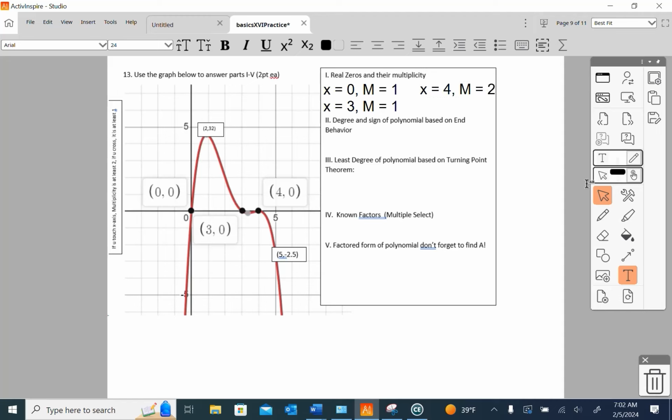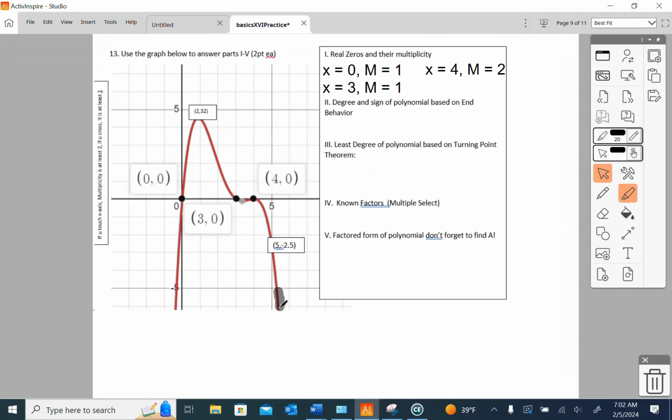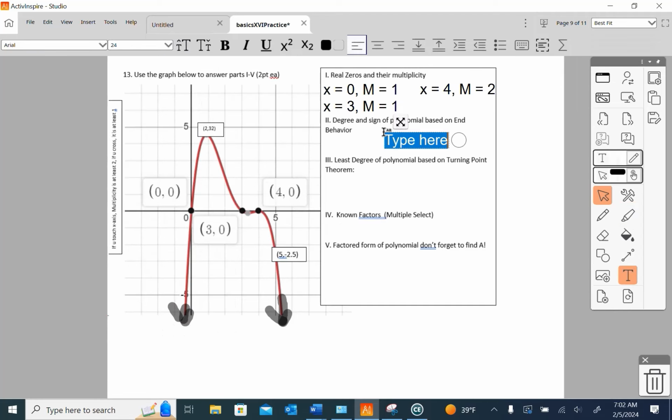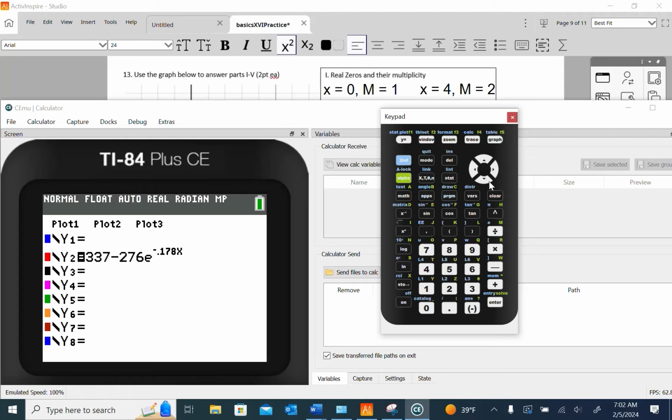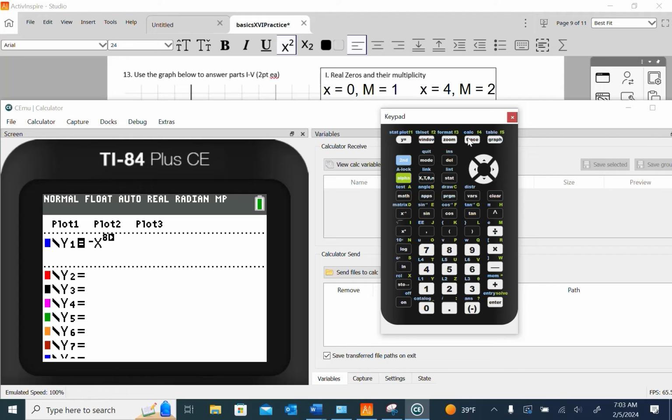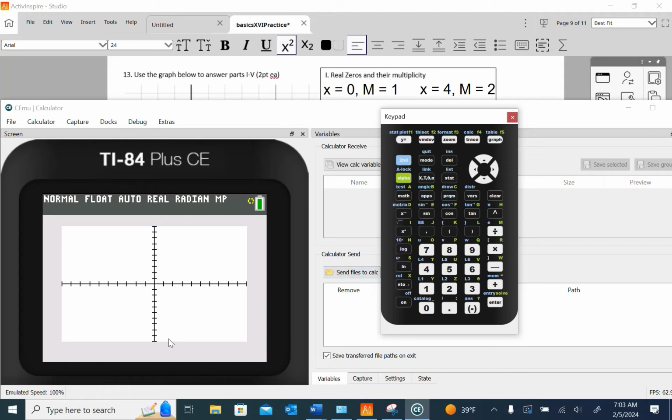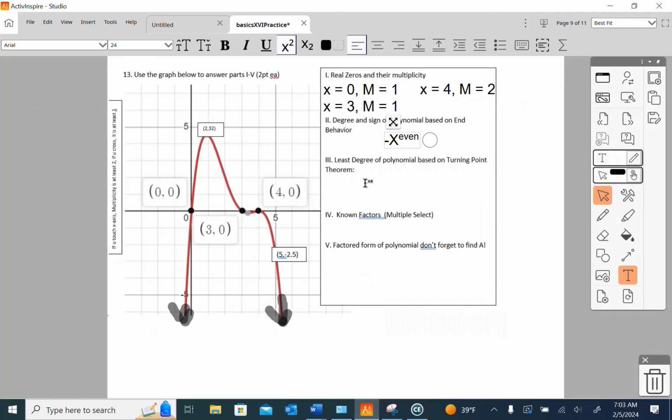Degree and the sign of the polynomial based on end behavior. And I've talked about how you can do this if you can't memorize, but you can always graph. I know that this is a negative x to the even. If I don't know on quiz day, and I happen to have a TI-84 in front of me, I can say negative x to the 8th power, something even. Zoom 6. And I will notice that it starts low and it ends low. Well, I also just wasted 30 seconds of our time.